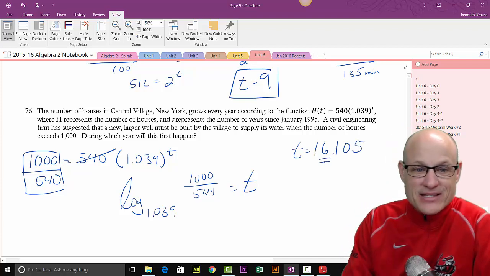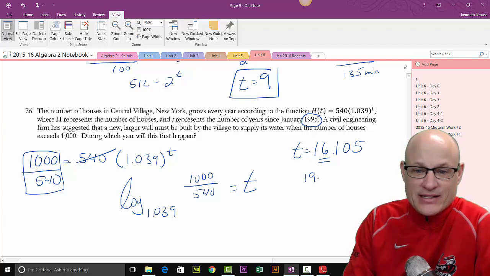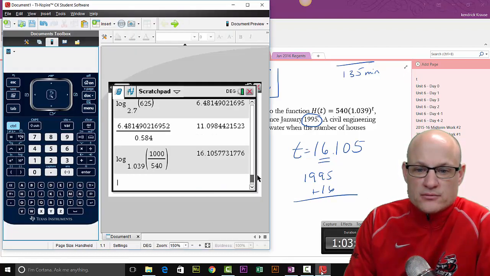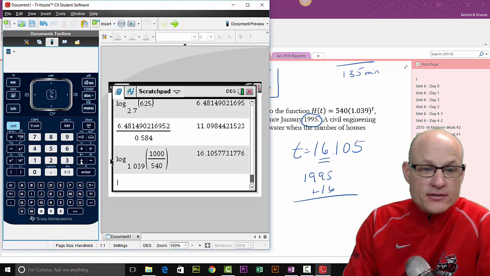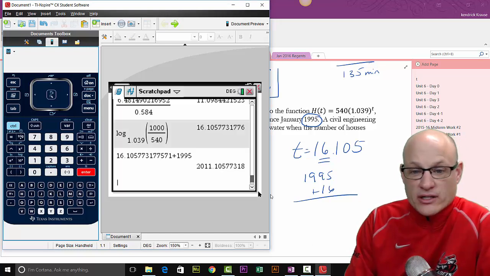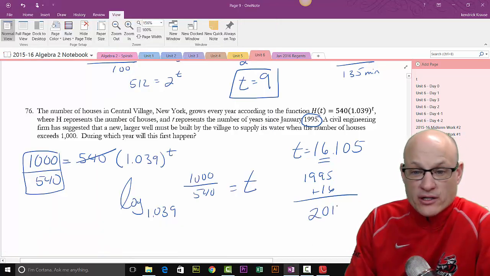It's going to be in the 16th year. So let's see. During which year will this happen? So it's 1995. So if you take 1995 and you add 16 years, you get 2011. So it'll happen during 2011.